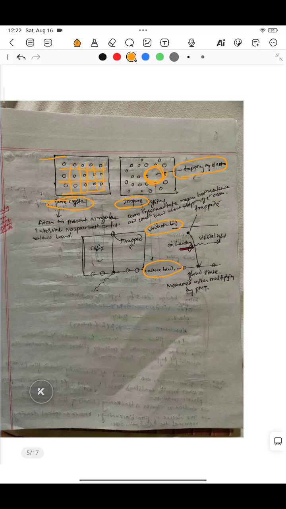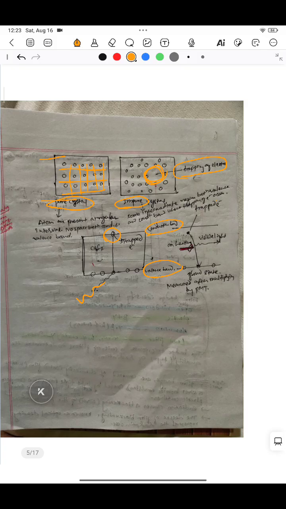So incident photons come, and this one is the valence band and this one is the conduction band. When it is emitted by any means, the electron goes from the valence band to the conduction band, and there are impurities in the intermediate region, and the electron is trapped here. So it is trapped, and stays trapped until we apply heat.